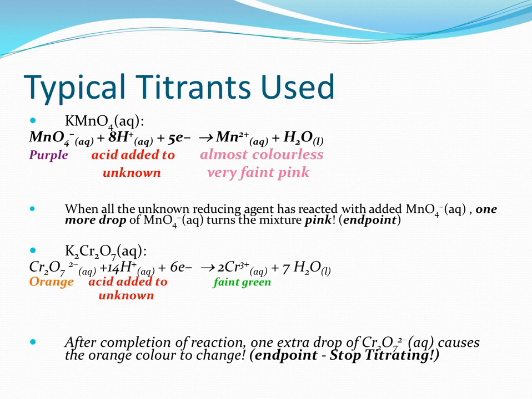Here are the half reactions for some commonly used titrants. In acidified solutions, permanganate ions change from purple to a faint pink or almost colorless color. In acidified solutions, dichromate ions will also change color. They change from orange to faint green. In both cases, as soon as the final drop is added, the color change will be observed and the chemist will stop titrating.